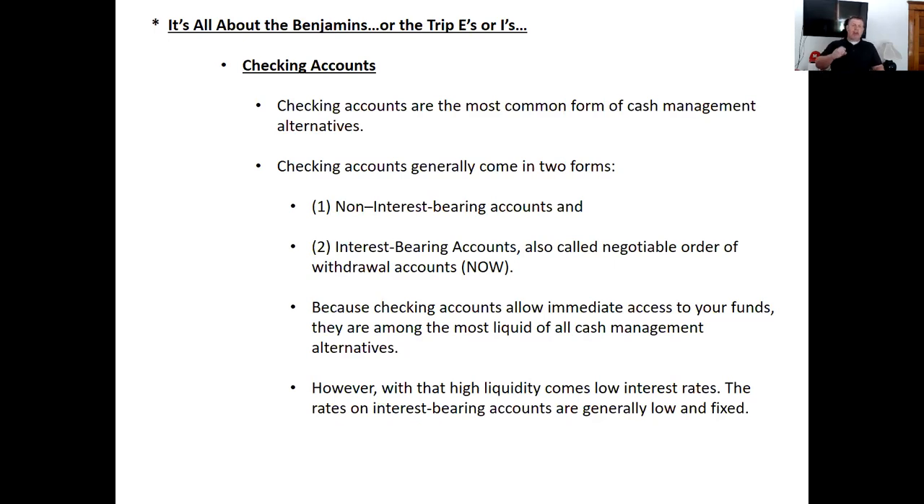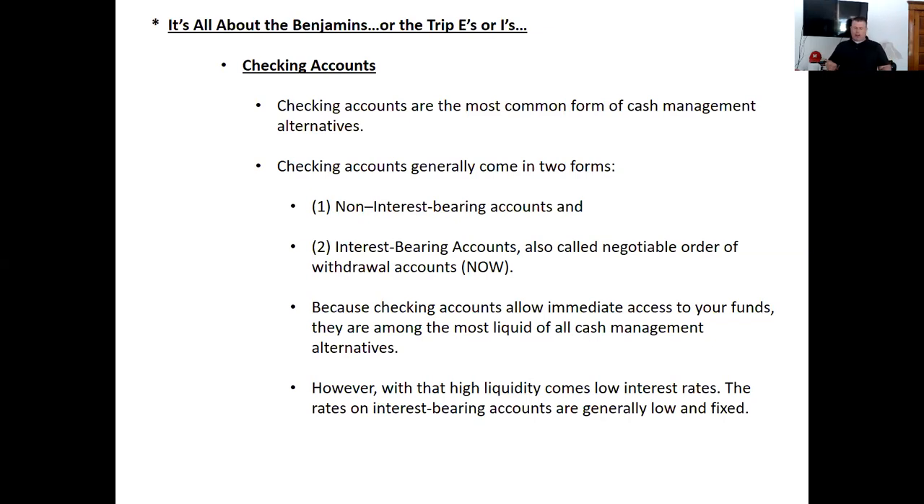So if you know someone who has a checking now, First Midwest NOW account, that would be a checking account that bears interest. Now, because checking accounts allow immediate access to your funds, they are among the most liquid of all cash management alternatives. As long as someone will accept the check, you have access to the money in the bank there. However, with that high liquidity comes very low interest rates because there's lots of risk that you might write a check over that the bank has to pay or something like that.